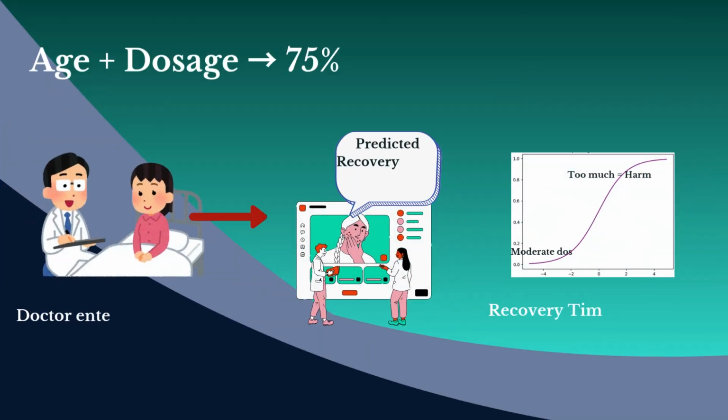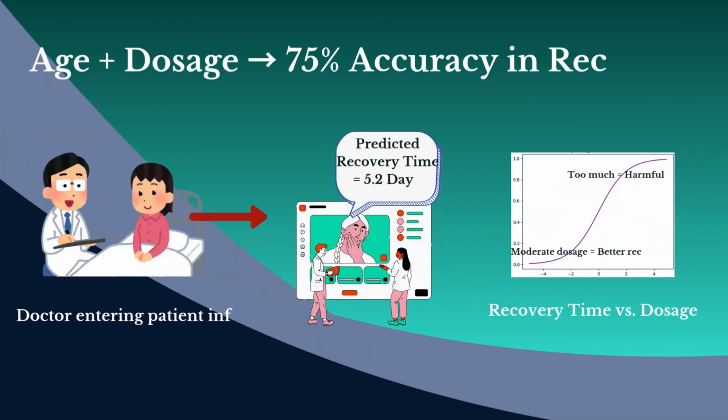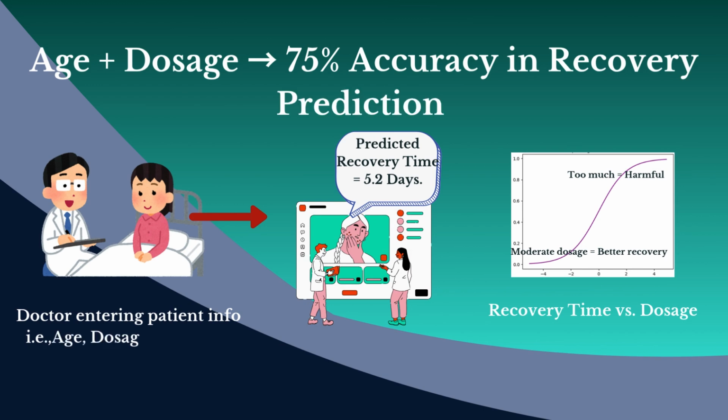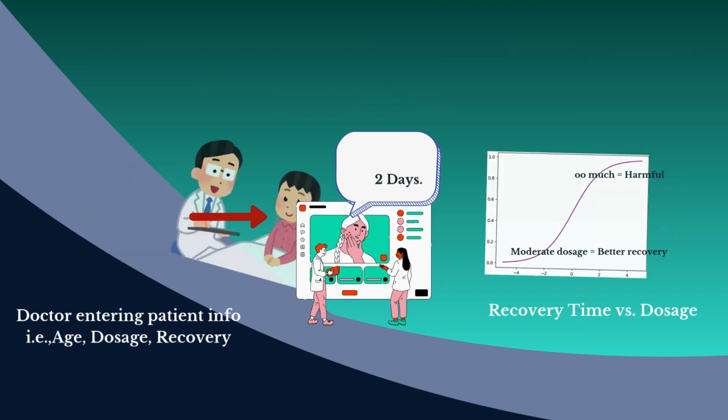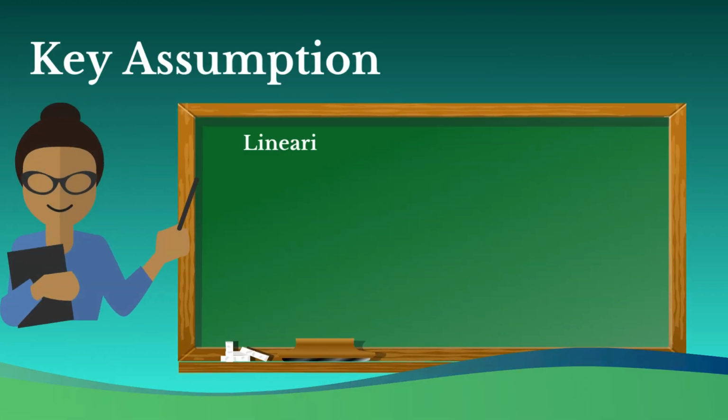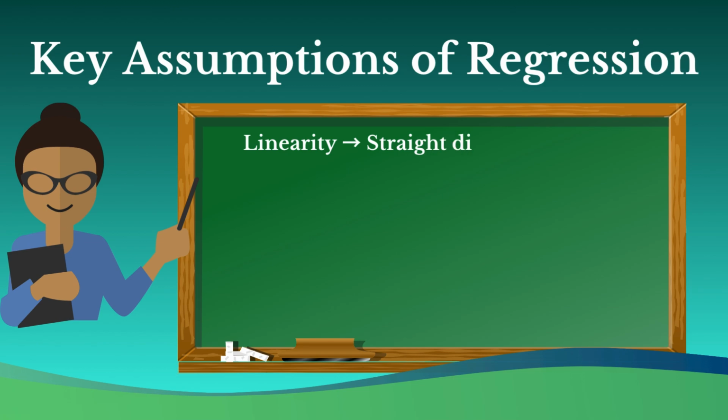Hospital uses regression to estimate patient recovery time. They find that age and dosage together explain 75% of the variation in recovery speed. This means model can predict how long similar patients might take to recover, improving treatment planning. Regression can do amazing things, but only if we play by few important rules. Let's explore key assumptions behind every good regression model.